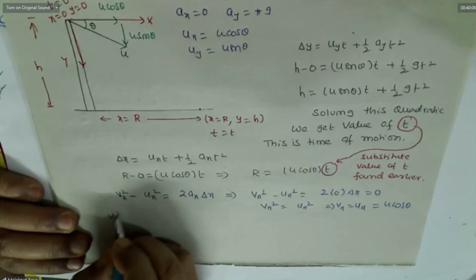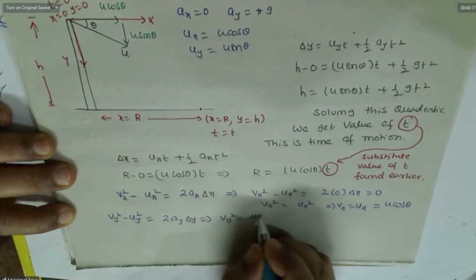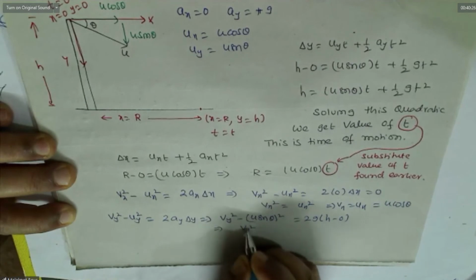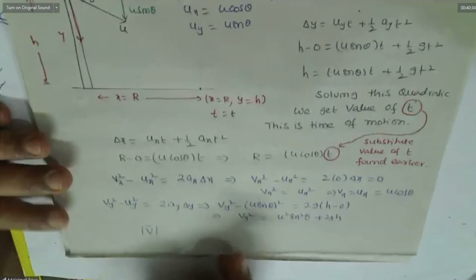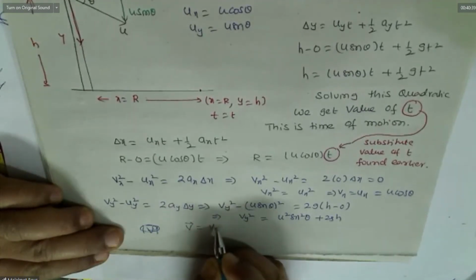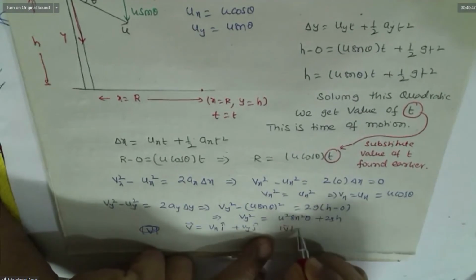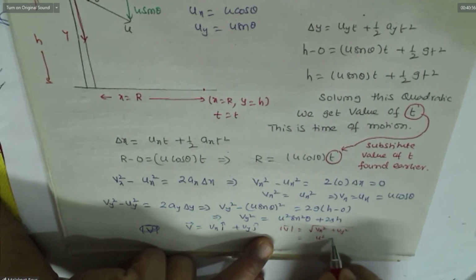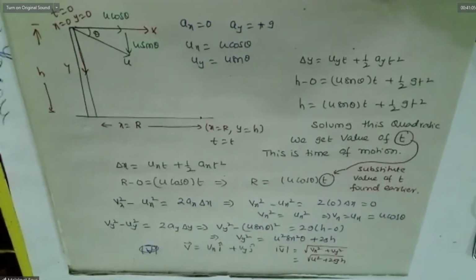Then again you have the velocity v bar, which is nothing but vx i cap plus vy j cap. If you want speed, agreed? Is it clear? Yes, sir.